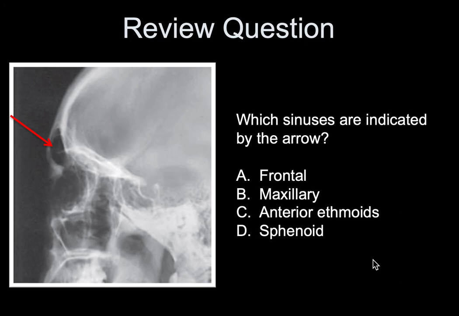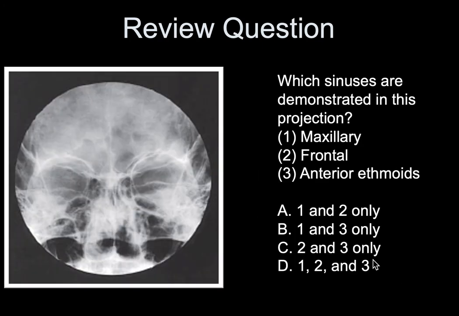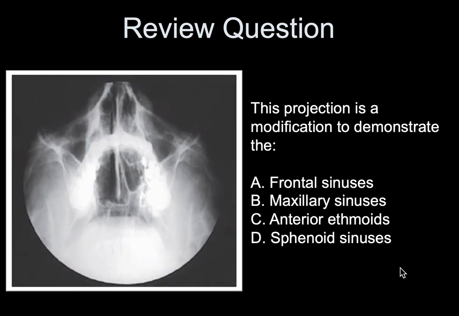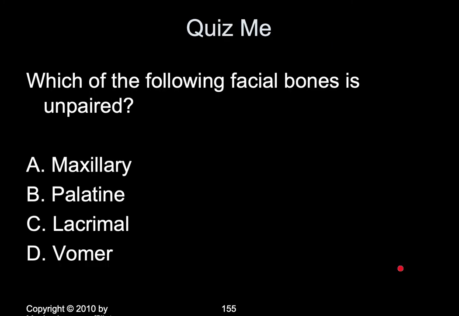Which sinuses are indicated by the arrow? The frontal. Which sinuses are demonstrated in this projection? Maxillary, frontal, anterior ethmoids. 2 and 3, the frontal and the anterior ethmoids. Review question. This projection is a modification to demonstrate the what? Frontal sinus, maxillary sinuses, anterior ethmoid, sphenoid sinus. The sphenoid sinus. Which of the following facial bones is unpaired?